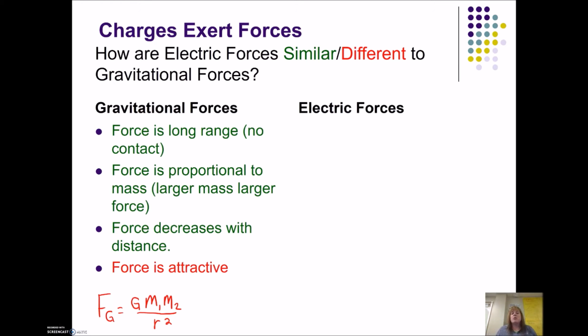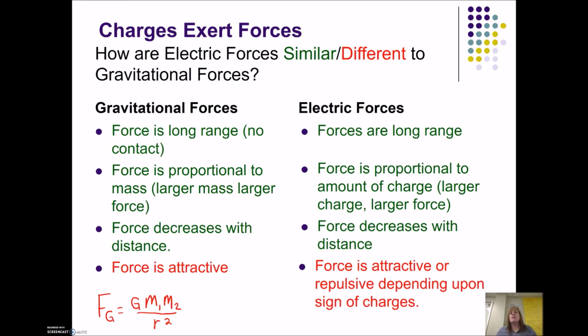The force is proportional to the mass. There's my equation. Larger masses have larger force. That's why we see the force when we're by some very large object. And force decreases with distance, and it's an inverse square law, distance squared. The one thing that is different is that the force is attractive. You're always attracted to other masses. You're not repelled by them.